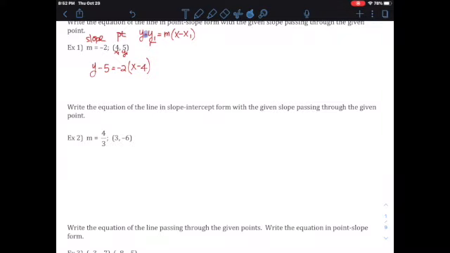Second example, write the equation of the line in slope-intercept form with the given slope passing through the given point. So now it's changing up a little bit. Slope-intercept form. And from before, you should know slope-intercept form is going to be y equals mx plus b. Now, I know some of you guys might learn to just plug in the x and plug in the y and plug in the m and solve for b. I would like to try some other different ways. So we are going to use point slope form.